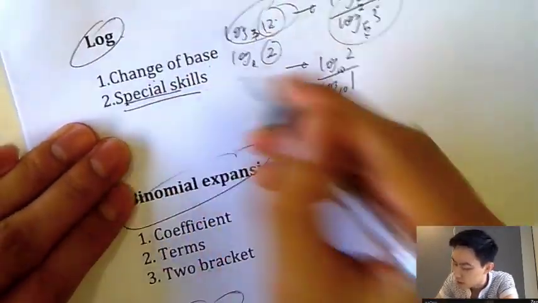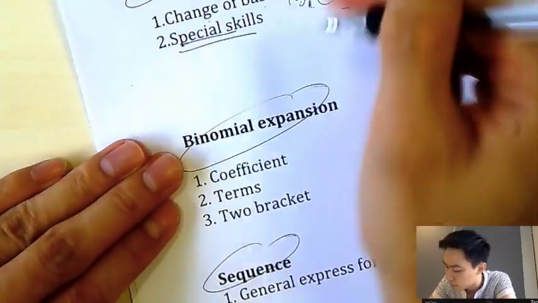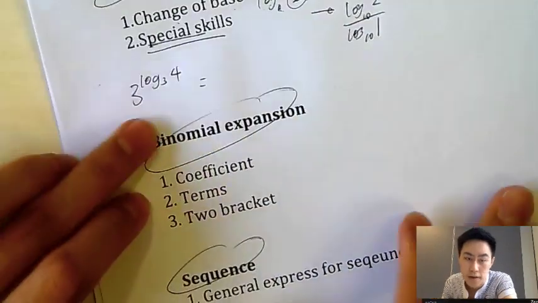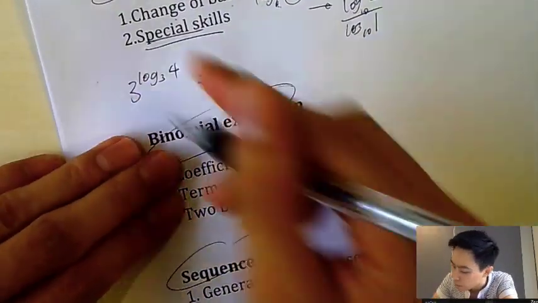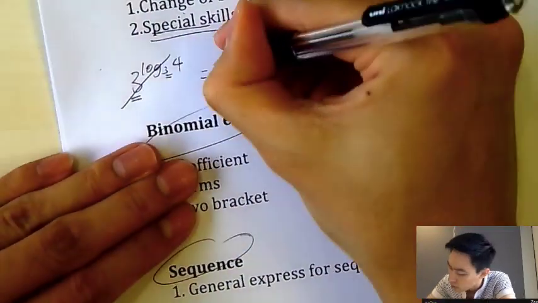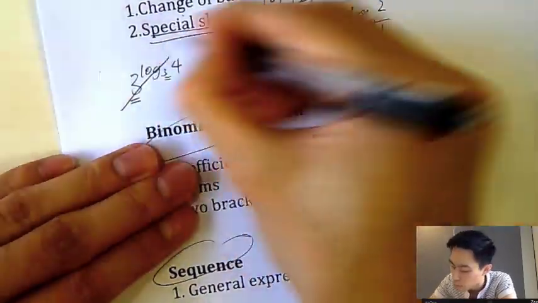Okay, and then a special skill. If I give you log base 3 of 3^4 and ask you to simplify this, what do you get? Always remember, if it is the same number and the same base, then you can cross it out, and the answer will be equal to 4. This is a very, very important skill.